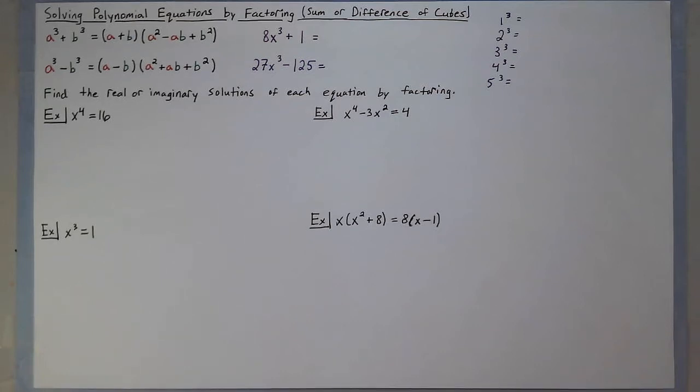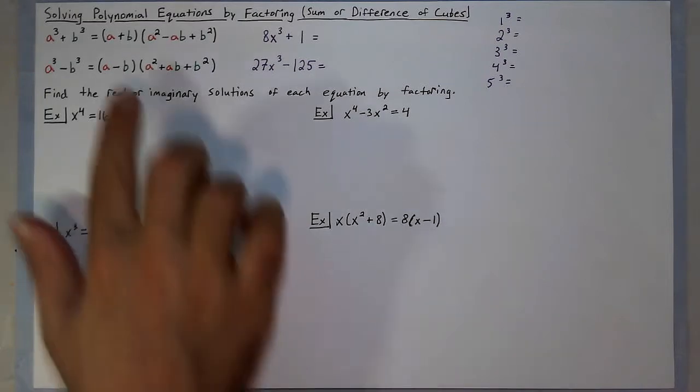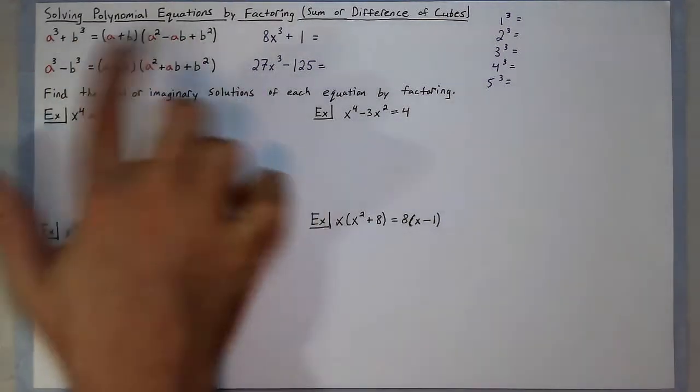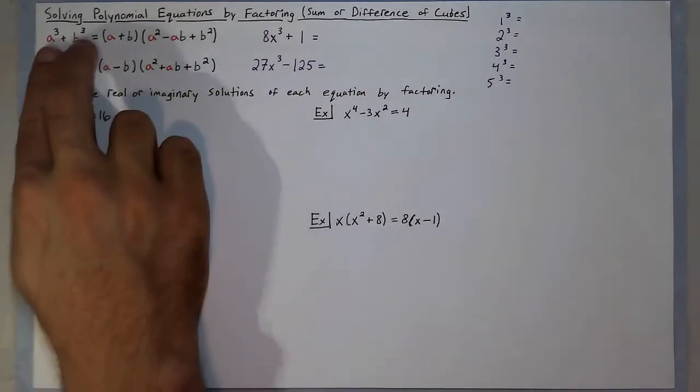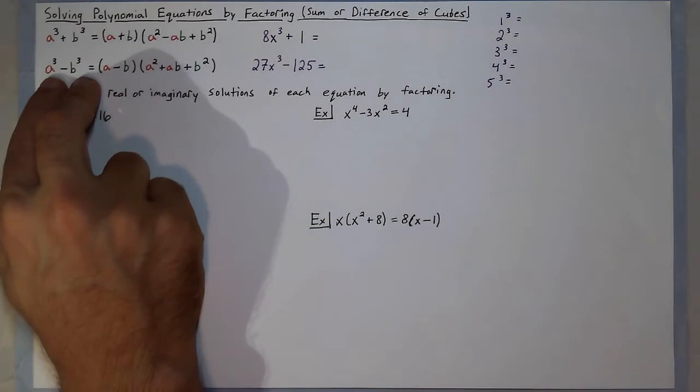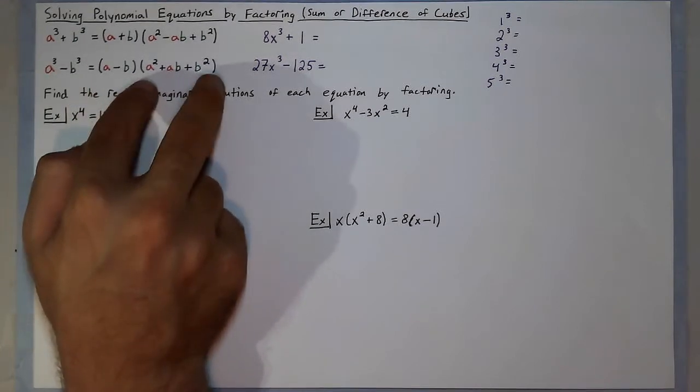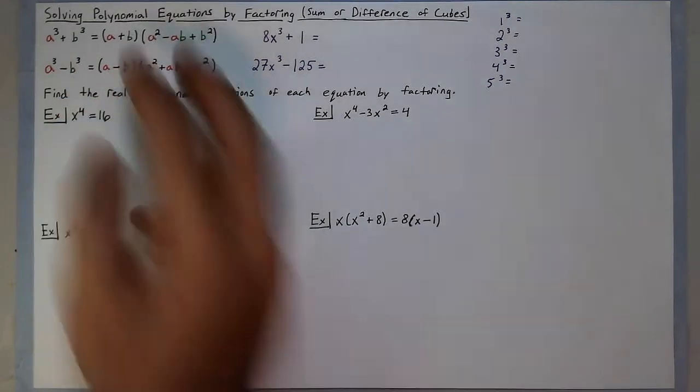In this video, we're going to learn how to solve polynomial equations by factoring. Now, I'm going to start off with teaching you a new way to factor, which is called sum and difference of cubes. So if you ever have two perfect cubes being added or subtracted, you can factor it using this formula here. Now, what are cubes?